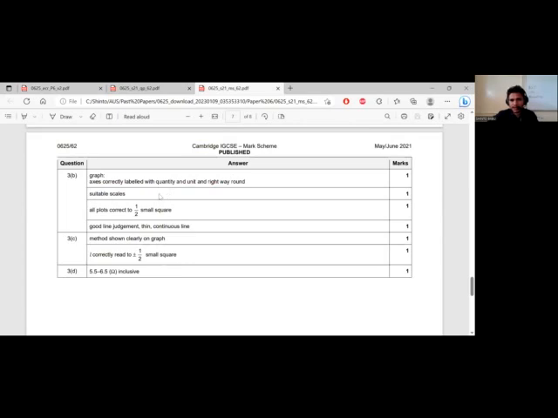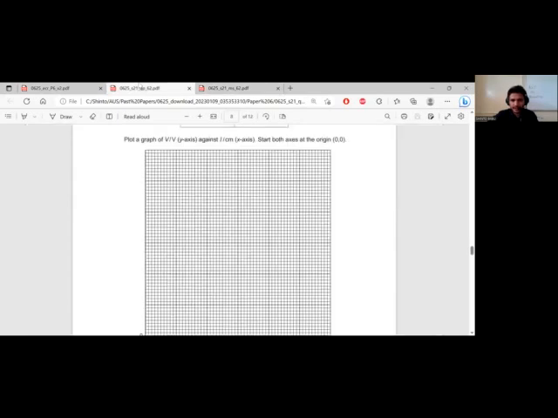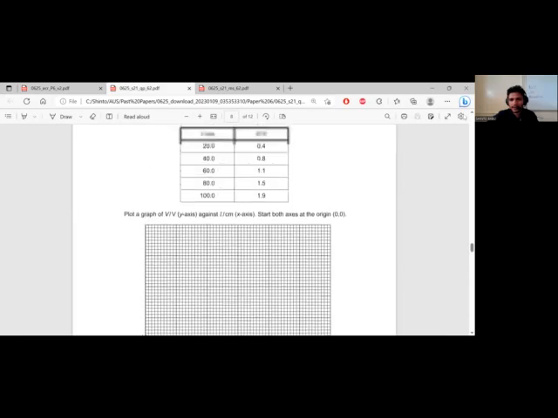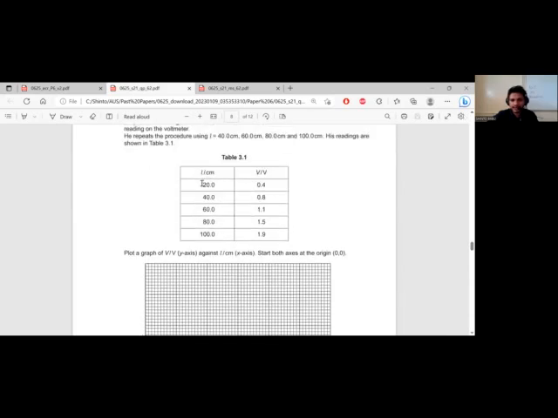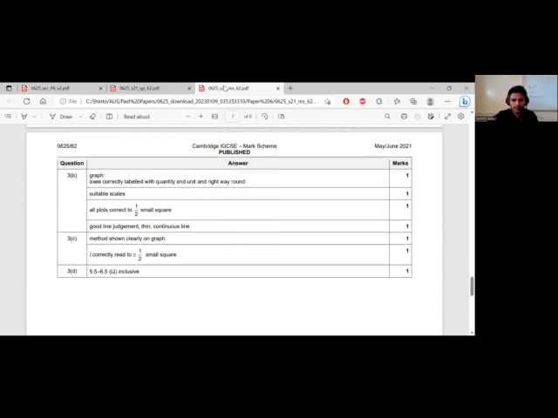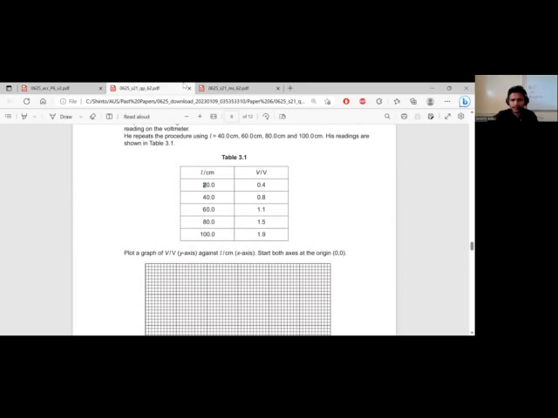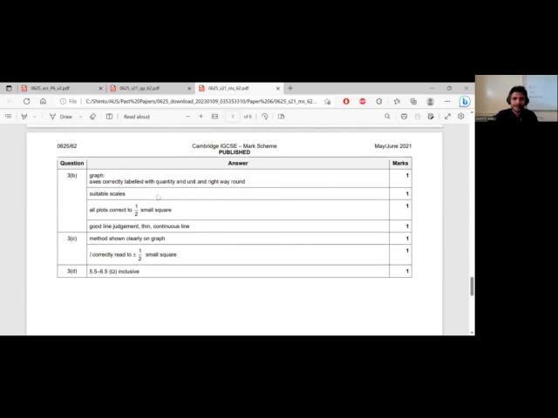The next mark is for choosing a suitable scale. For that, you have to look at this table carefully. Here you can see that length is increasing in intervals of like 20 units. So it can be like 10, can be 20, but do not choose a smaller scale for this, for which your points will be too far apart. So choose an appropriate scale, and for choosing a scale that makes sense, you will be awarded 1 mark.